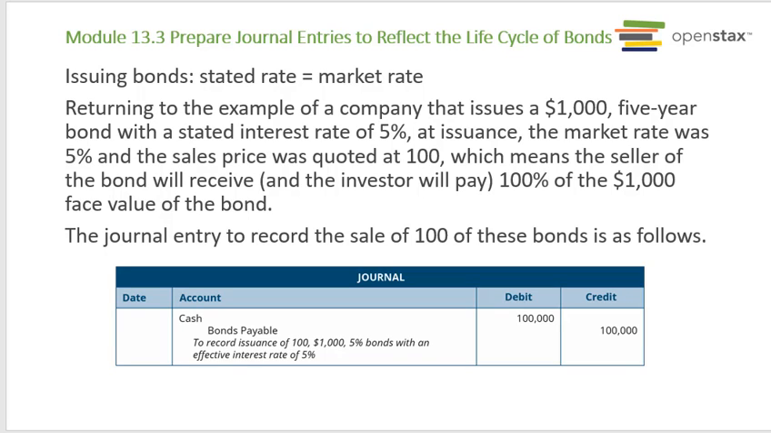For 13.3, we're actually preparing the journal entries to reflect the life cycle of the bonds. So this is the first part, module 13.1 and 13.2. We were talking about how to calculate all the pieces. Now we're just putting in the bond entries. The bond entries are very consistent. They don't change. It's just the amount that we're putting in that changes.